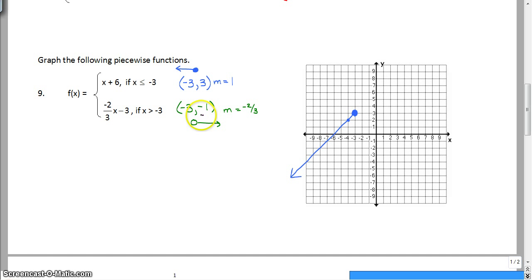So now we're going to go to our second piece. We have -3, -1 with an open circle. And then you are going to go to the right, but we need our slope of -2/3. So your standard is down 2 over 3. Are you going in the right direction already? Yes, you are.